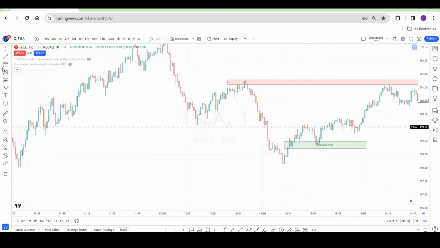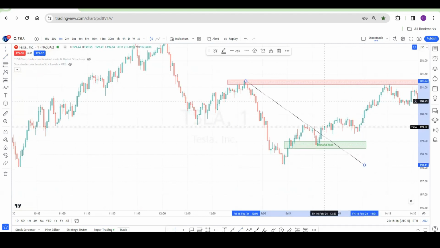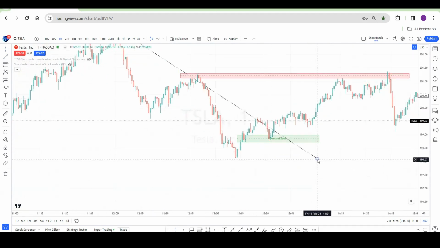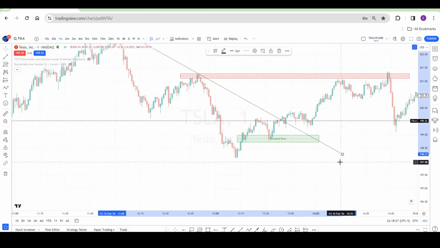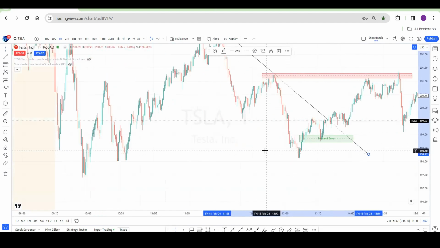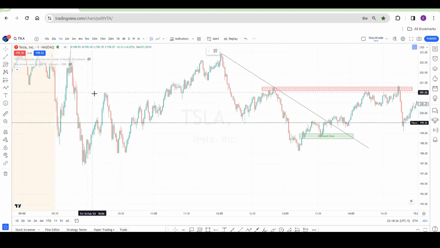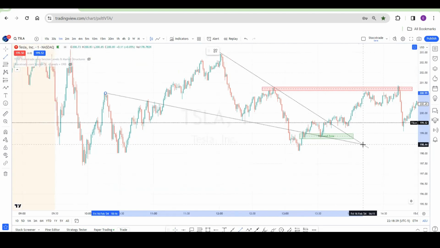I didn't add the trend line. This is the trend line. Yes, you can add it even from here. I didn't add this one. There are more confluences. Even I can see another trend line here. This is the trend line.